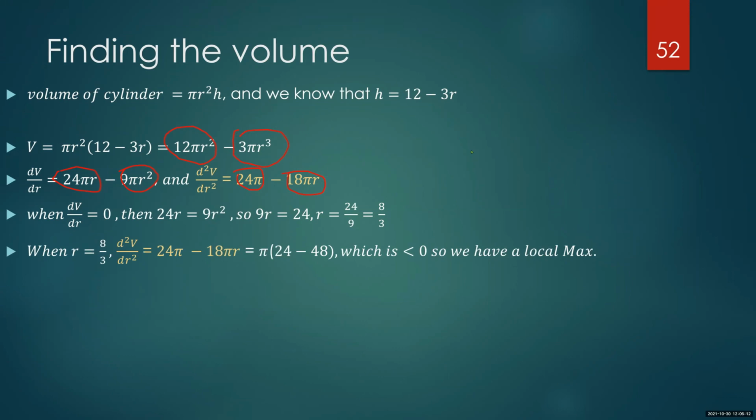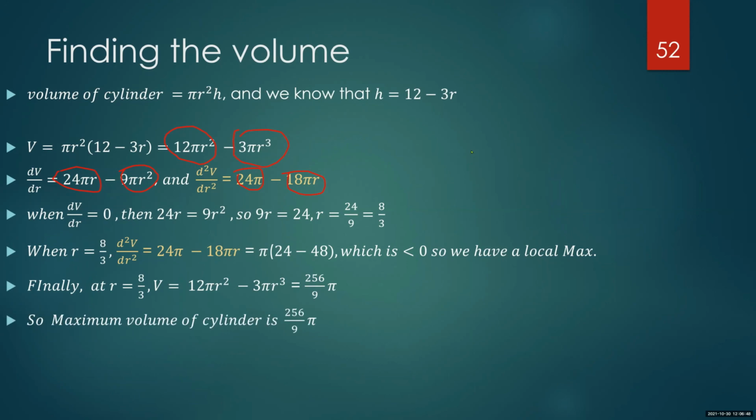Okay. Now, the last thing we need to do is find the value of the volume. So to be clear, we've found the radius. We've demonstrated that it's a local maximum. So now, finally, when r is equal to 8 over 3, V, the volume, is 12 pi r squared minus 3 pi r cubed, and that works out as 256 pi over 9. And I think we're done with this question. The maximum volume of the cylinder is 256 over 9 multiplied by pi.